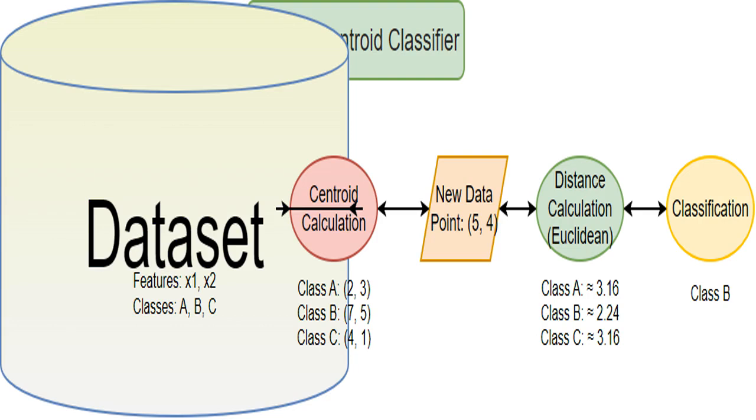The problem involves a dataset with two features, x1 and x2, and three classes, A, B, and C. This forms the basis for the classification task. Using the NearestCentroid classifier, we'll be using this data to understand how the algorithm works.